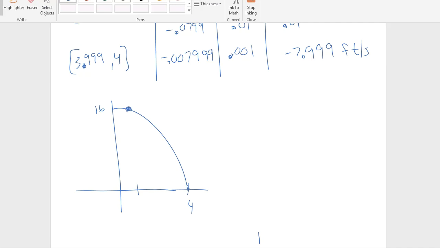So we went from 1 to 4, and then we went from 2 to 4 seconds, and then we went from 3 to 4 seconds. And then we did 3.5 to 4, we did 3.9 to 4, 3.99 to 4, 3.999 to 4.